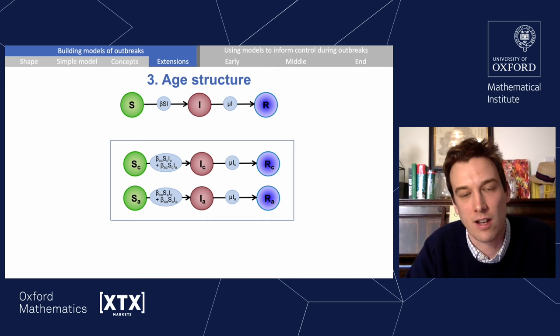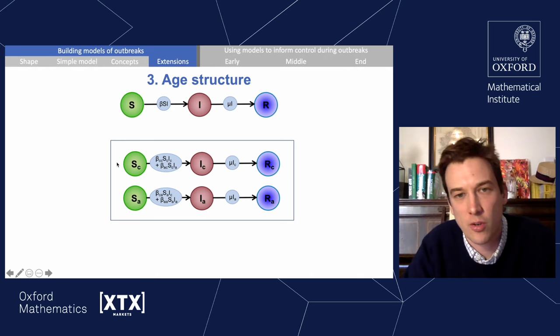But here in this very basic extension, we have individuals that are children and adults. And what we essentially have is an SIR model for children. That's this one on the top, where you have susceptible children, infected children, and recovered and immune children. And then we also have an SIR model on the bottom for adults. Again, we've got susceptible adults, infected adults, and recovered and immune adults.